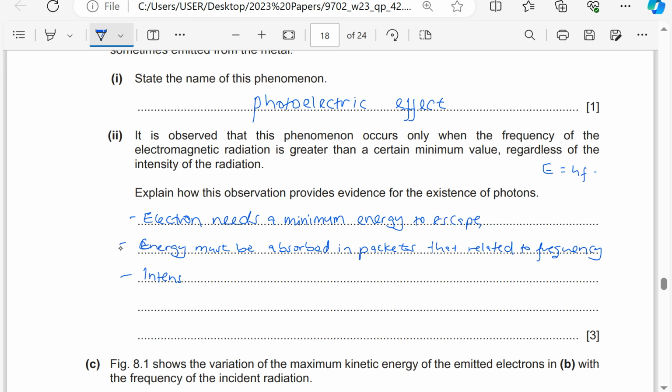Intensity, because I see intensity here, regardless of the intensity. Intensity only relates to the number of packets or number of photons, not the energy in the packets. So the intensity does not determine the energy in the packets, and therefore, of course we know that an electron absorbs only a single whole packet.